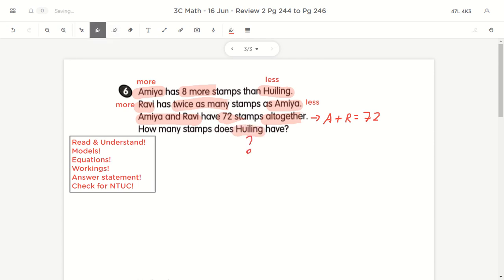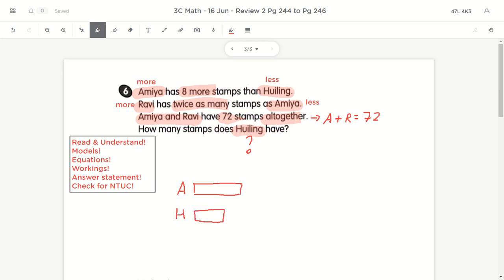Okay, same thing, sentence by sentence. Let's draw the model out. Let's draw Amia and Hui Ling first. So this is Amia, this is Hui Ling. Amia has 8 more, so Amia is longer, Hui Ling is shorter.